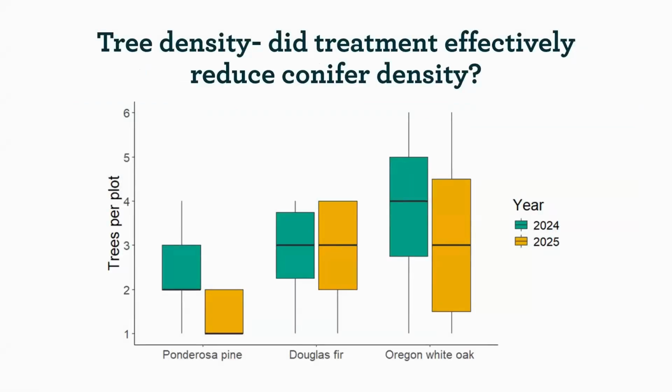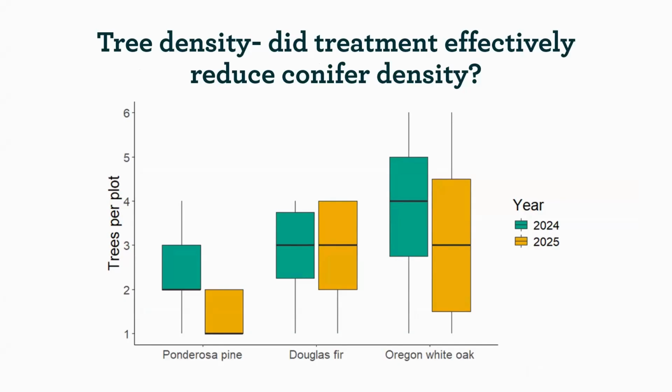So now this figure is showing the number of trees per plot, separated by tree species on the x-axis. There's 3 tree species. And then separated by year. So again, 2024 is pre-treatment and 2025 is post-treatment.